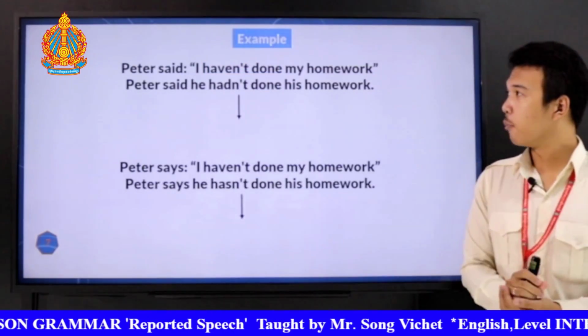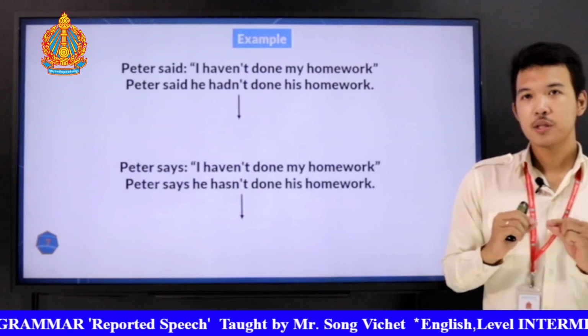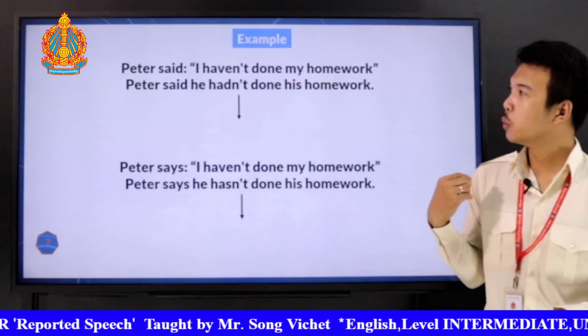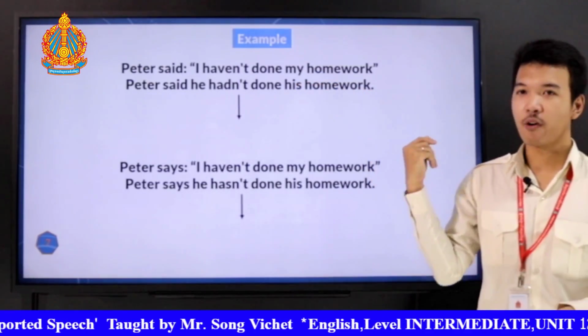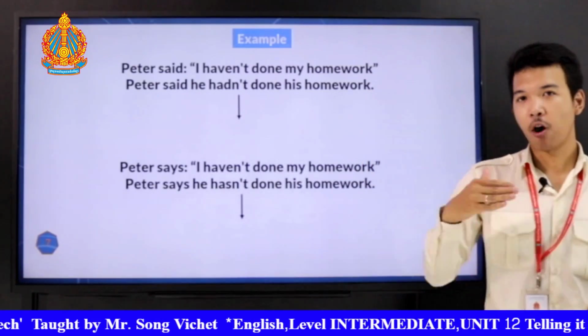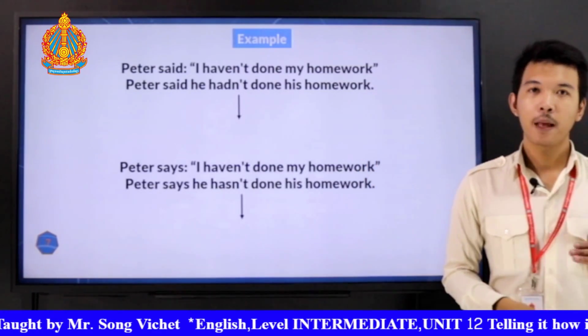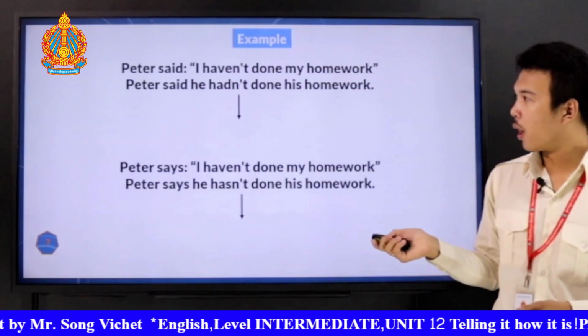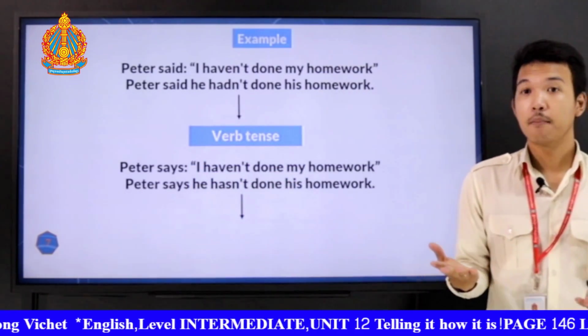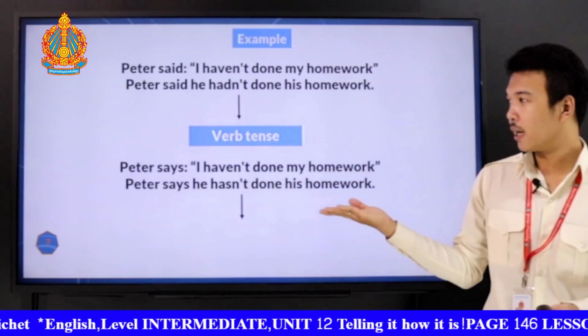Alright, let's look at this example. The first two statements: Peter said, "I haven't done my homework." So when I want to report the speech from Peter, I may say, "Peter said he hadn't done his homework." So this is from present perfect into the past perfect. And another one, "Peter says, I haven't done my homework." This time I report it this way.